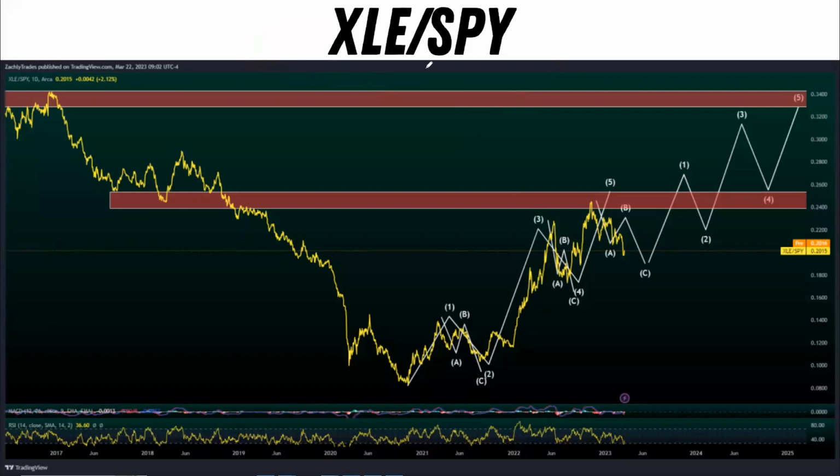If you take a look, this is XLE/SPY put on one chart. So when you see this go up, that means XLE is outperforming the S&P 500 index. And as it pulls back, it means that the S&P 500 is outperforming XLE, the energy sector. Markets tend to move in 5-wave structures or 3-wave structures, and I have some bullish 5-wave structures here.